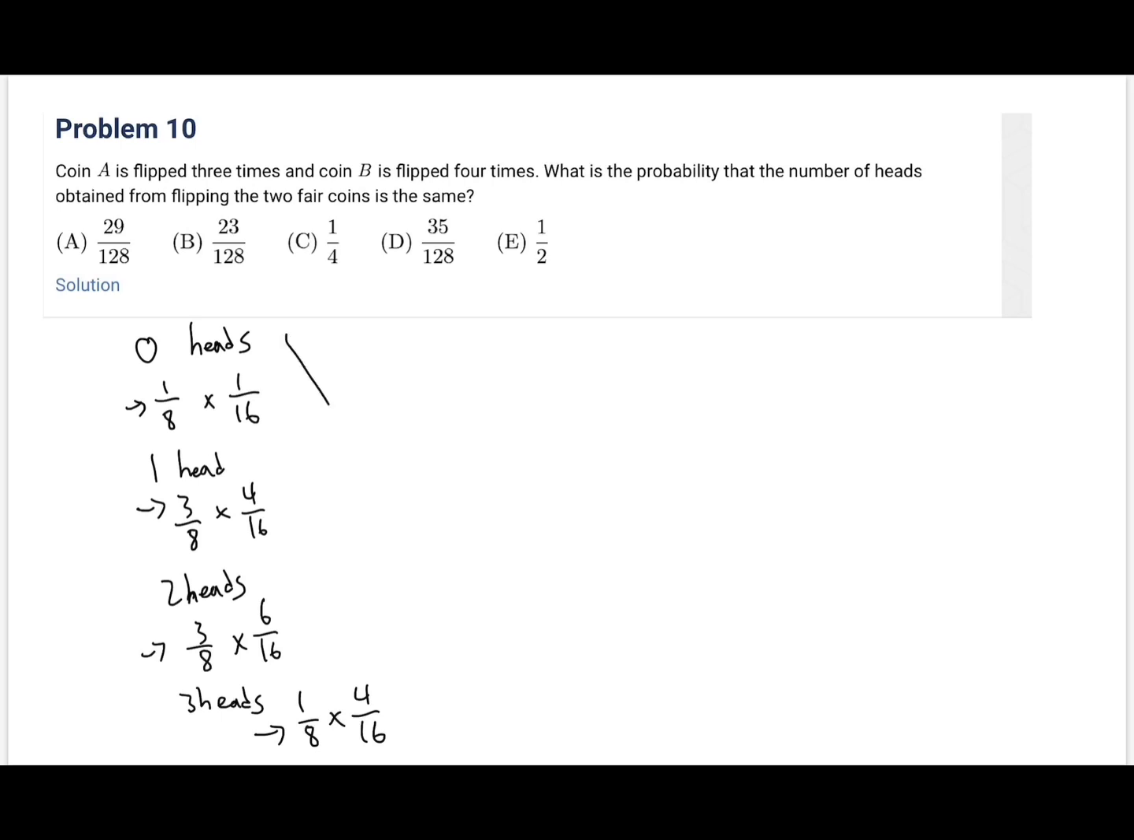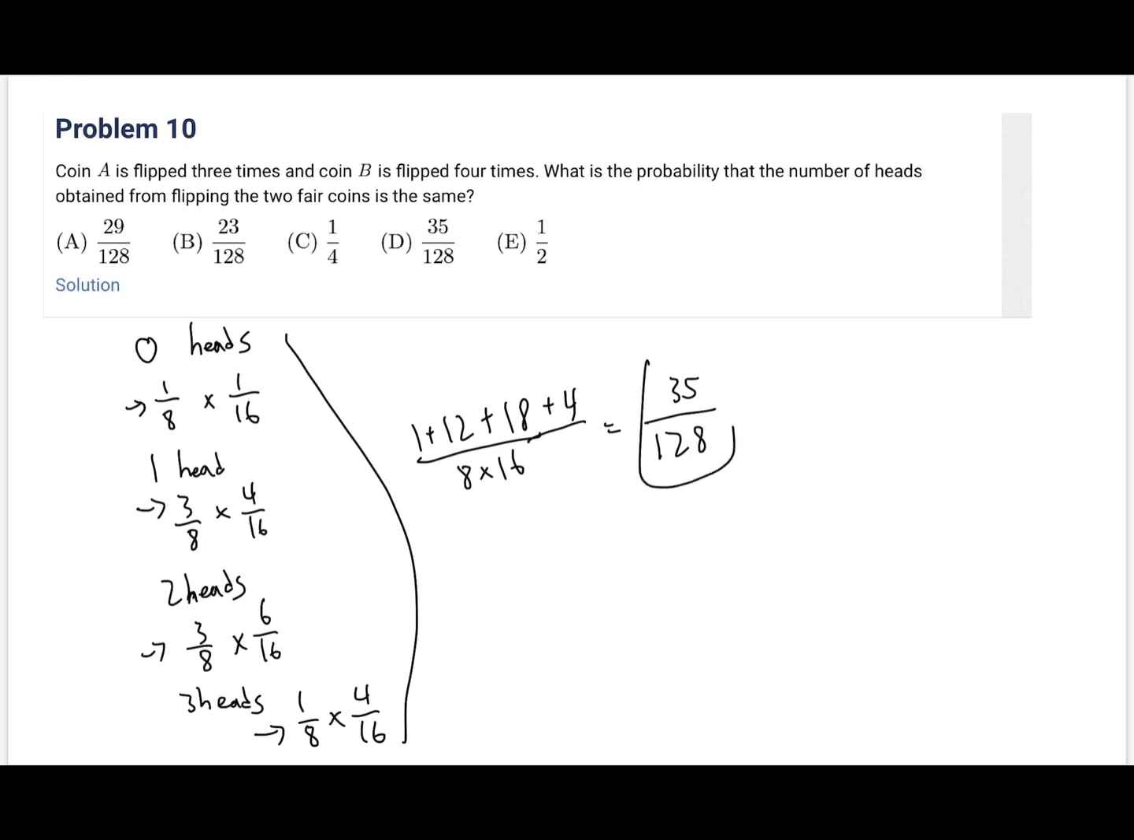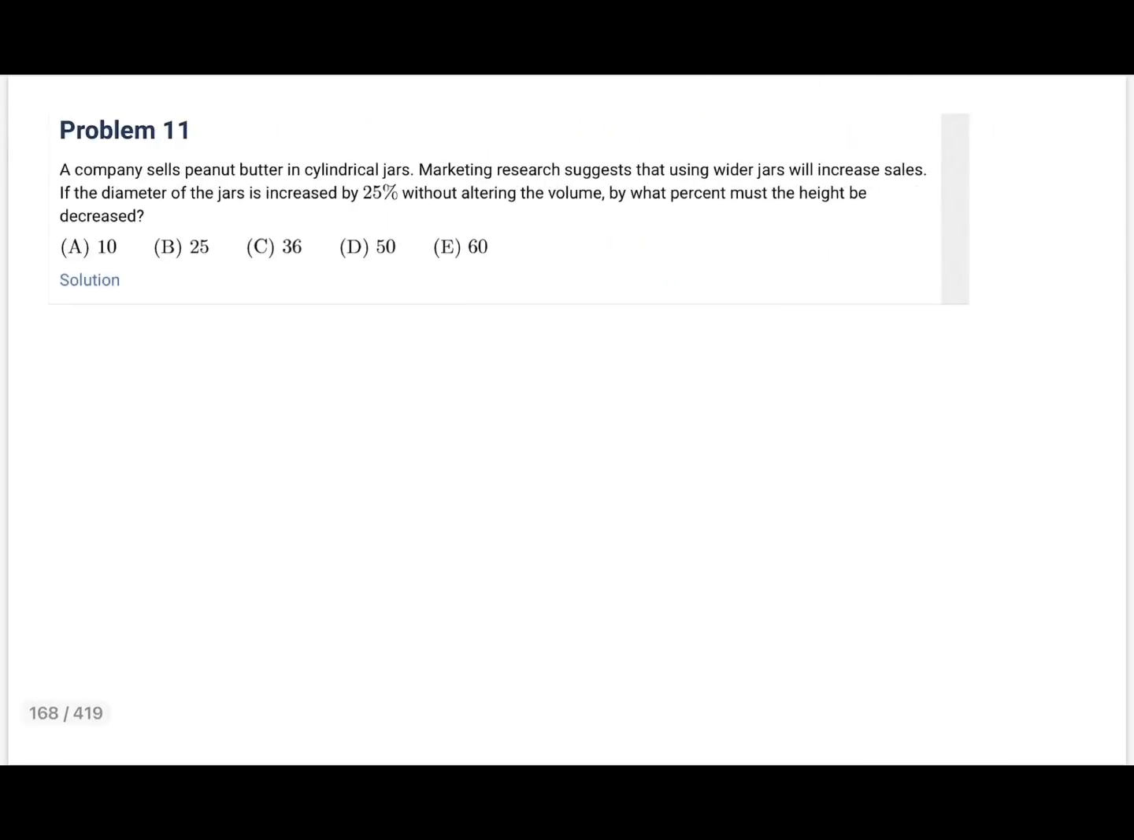So if we add all these together, then we get 8 times 16 as the denominator, and it's 1, plus this is 12, plus this is 18, plus this is 4, right? So this is plus 4. 8 times 16 is 128, right? And then 1 plus 12 plus 18 plus 4, this is 35. This is 35 over 128. The answer is D.